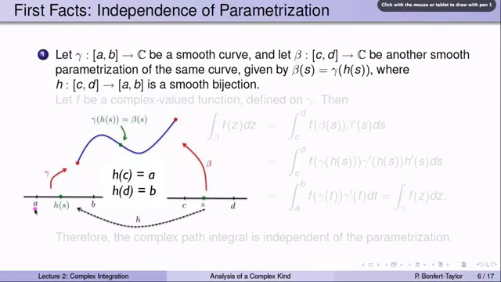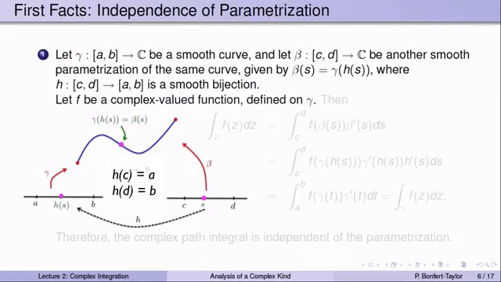So let's look at this picture. Here's the interval from a to b, and here's the interval from c to d, and h is a smooth bijection between these two intervals. Gamma is a curve defined on [a, b], so here's that curve gamma. But I'm also looking at a curve beta that's given by beta of s, which is the same thing as going over with h and then applying gamma. So gamma of h of s is the same as beta of s.